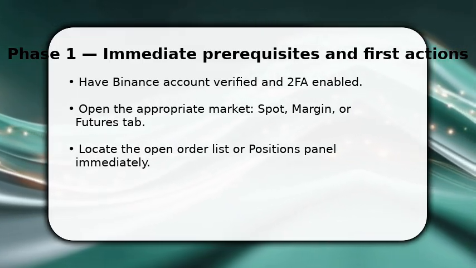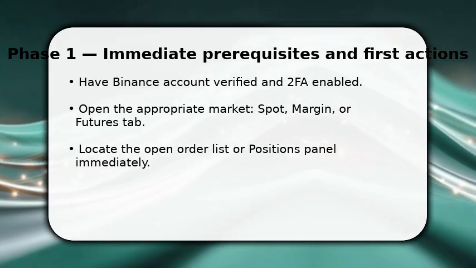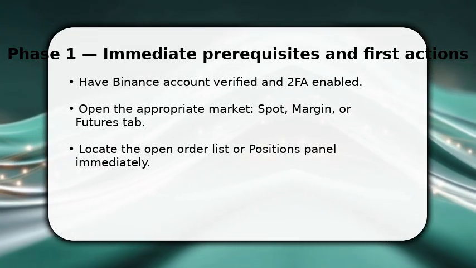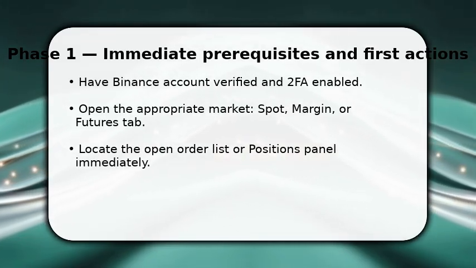Make sure it's not a filled trade. Click the order row to reveal cancel controls. This first step prevents accidental closure of active positions and sets up the exact item you will cancel next.